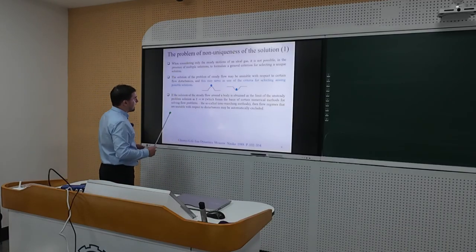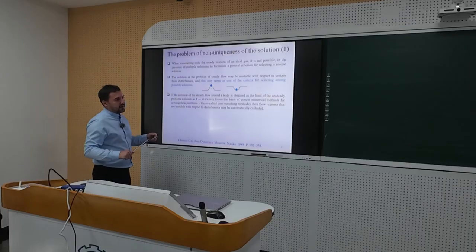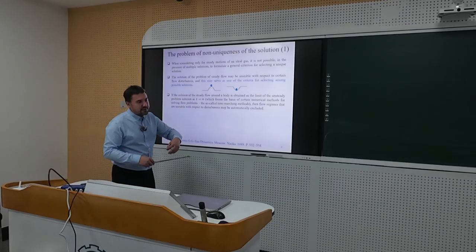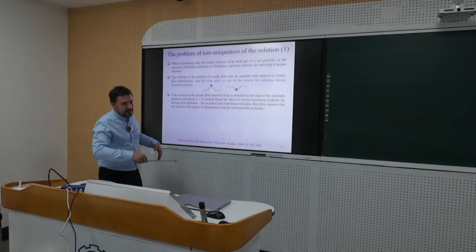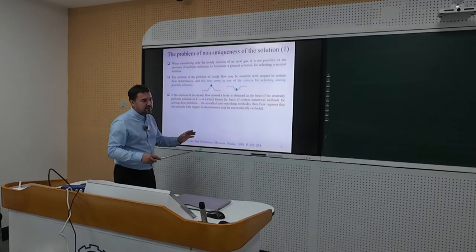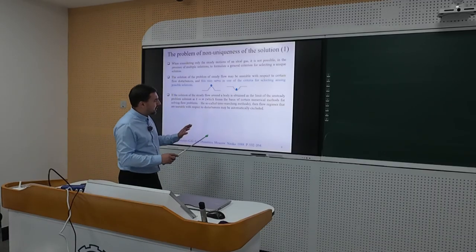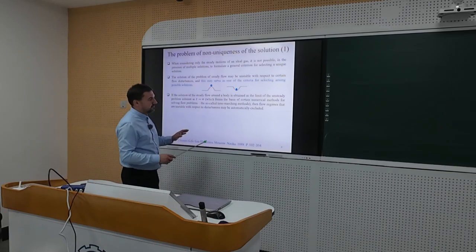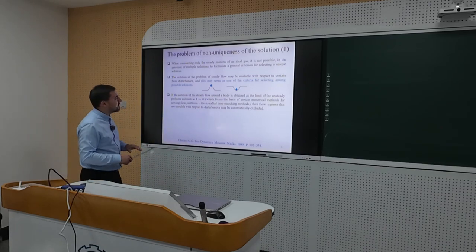Then flow regimes that are unstable with respect to disturbances may be automatically excluded. So maybe if we try to get the stationary solution through non-stationary simulation, some disturbances will disappear, so they will be excluded by our numerical method.